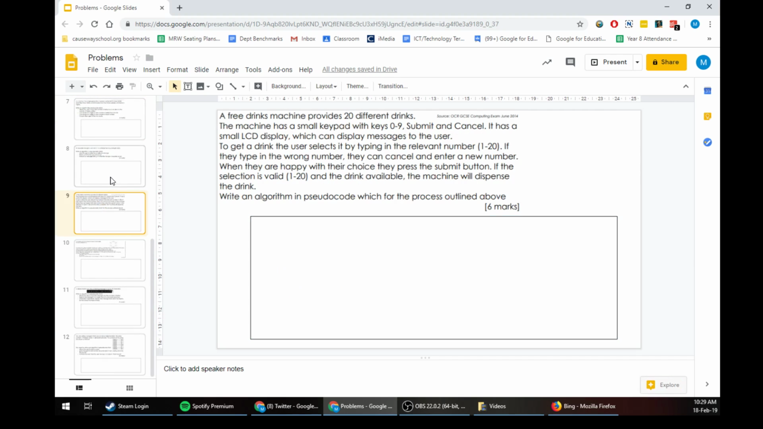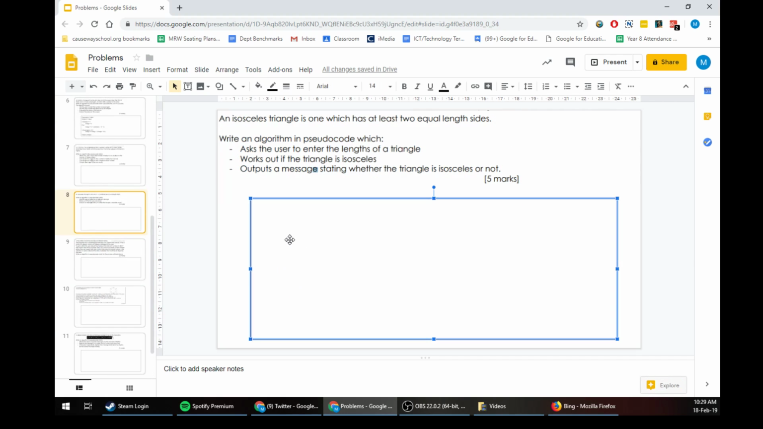And then let's have a look. We've got loads of different options here. So let's have a look at this triangle. An isosceles triangle is one which has at least 2 equal lengths and sides. Write an algorithm that asks the user to enter the lengths of a triangle, works out if the triangle is isosceles, and outputs a message stating whether the triangle is isosceles or not. So if we've got 3 sides, we're going to need 3 inputs. So side1 equals input. Side2, if I can spell today, that'd be fantastic, equals input. Side3 equals input.